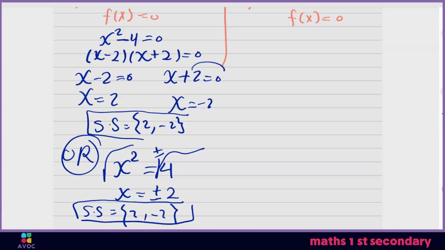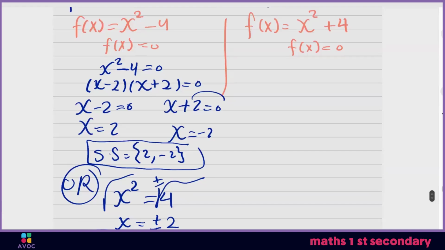Look at this. Here, f of x equals x power 2 plus 4. Can you factorize this expression? I can't, because this is the sum of two perfect squares. I can't factorize them. I can factorize only x power 2 minus 4. This is called the difference between two squares.